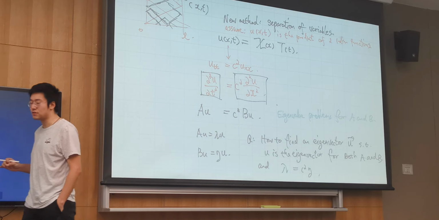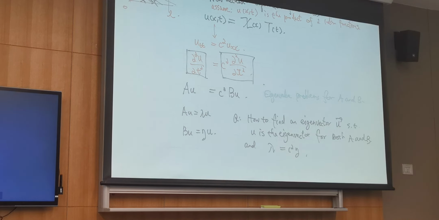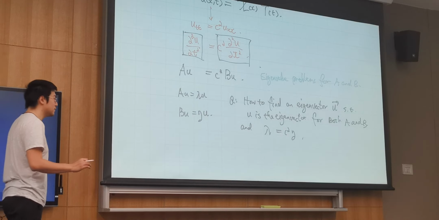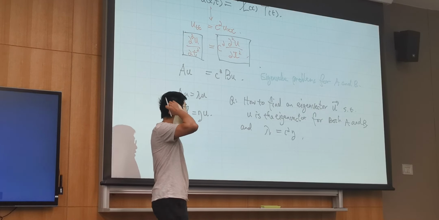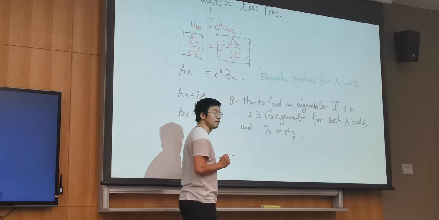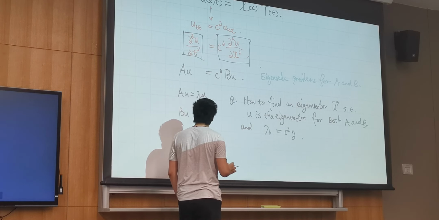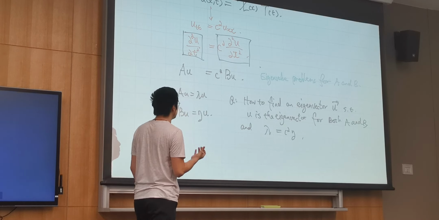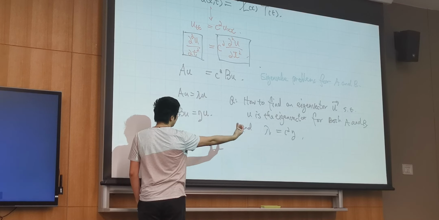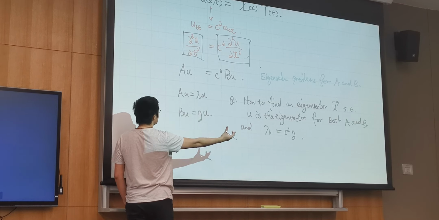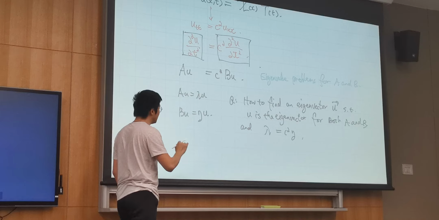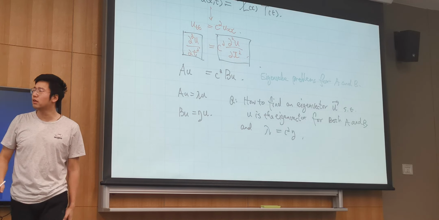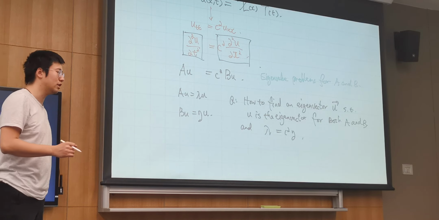If I can find it, first of all, the answer doesn't have to be only one eigenvector. But if I can find one eigenvector that satisfies this, then it will be a solution to the linear equation AU equals C squared BU, right?